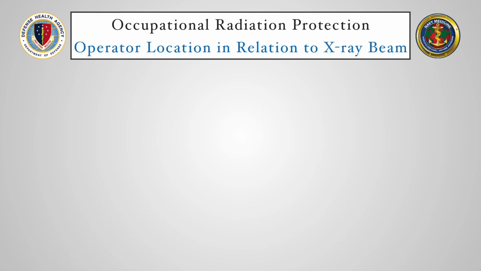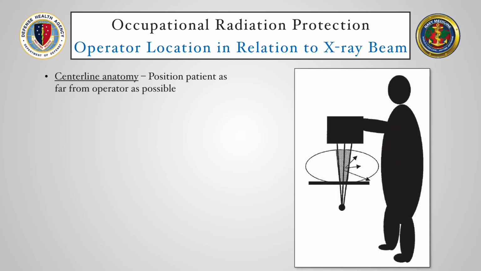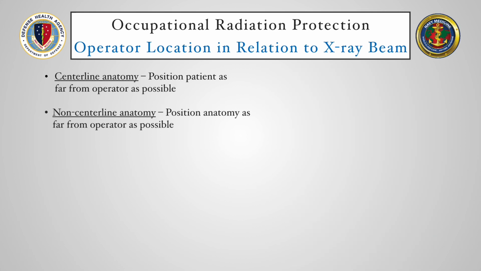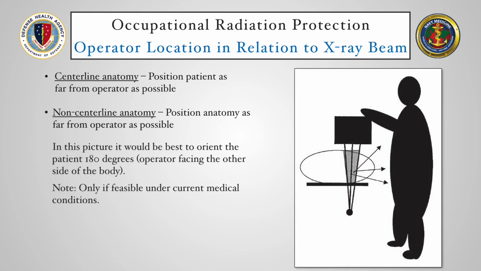When the anatomy being imaged is centerline in the body, make sure that you as the operator are as far away as possible. Now when the anatomy is non-centerline, position the anatomy as far away from the operator as possible. In this picture, it would be best to orient the patient 180 degrees so that the anatomy is on the other side and less scatter would be coming towards the technologist or radiologist.